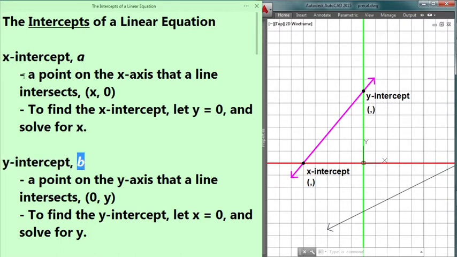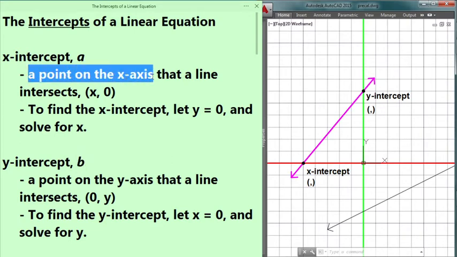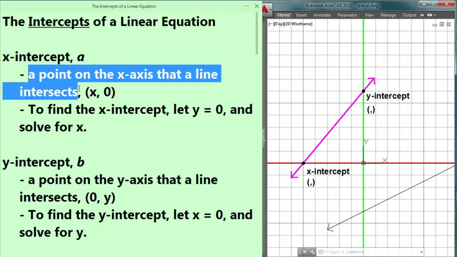Okay, now let's define x-intercept. It is a point. Ibig sabihin point siya. So, it is a point on the x-axis that a line intersects. Ibig sabihin, dyan tumatawid, dyan dumadaan, dyan nagkukrus yung x-axis at yung given line. Saan yan makikita dito sa example natin?